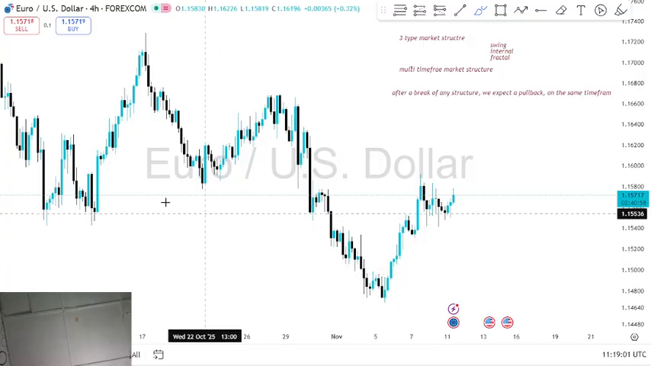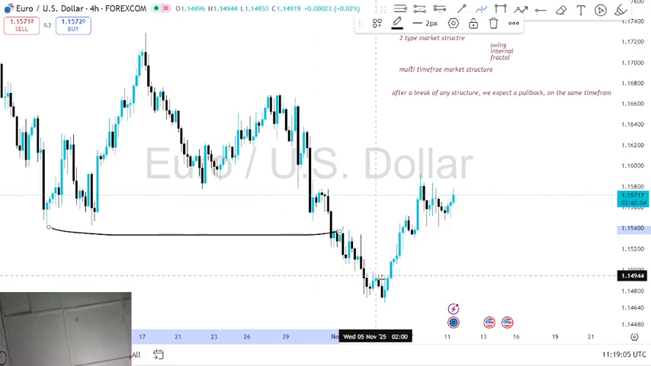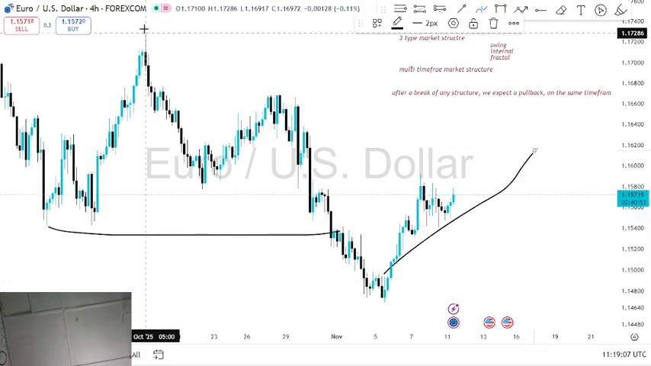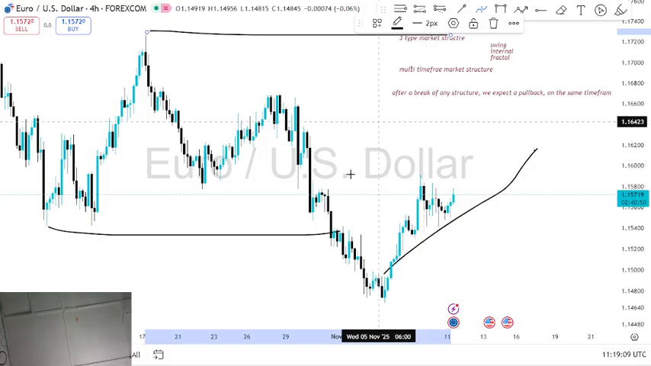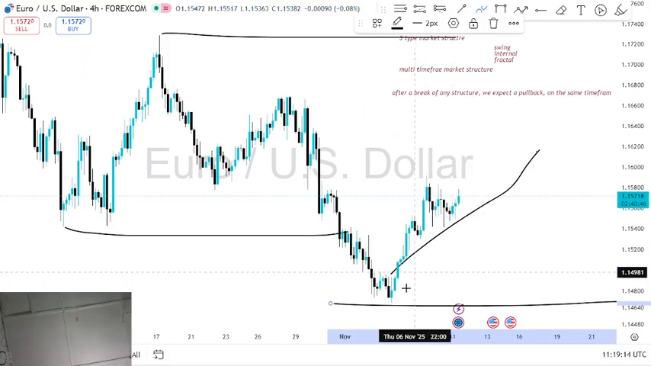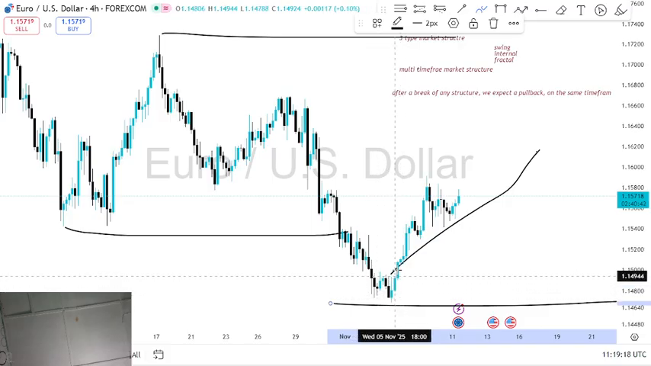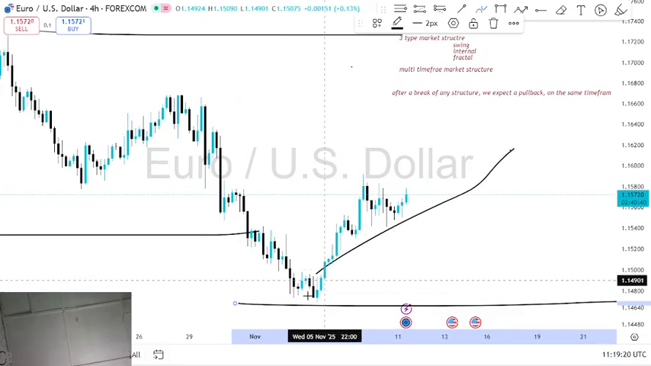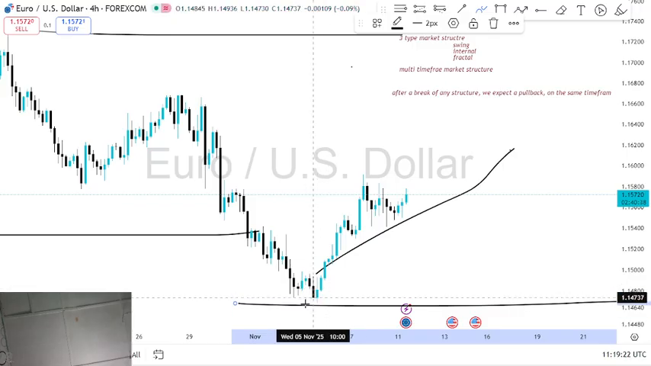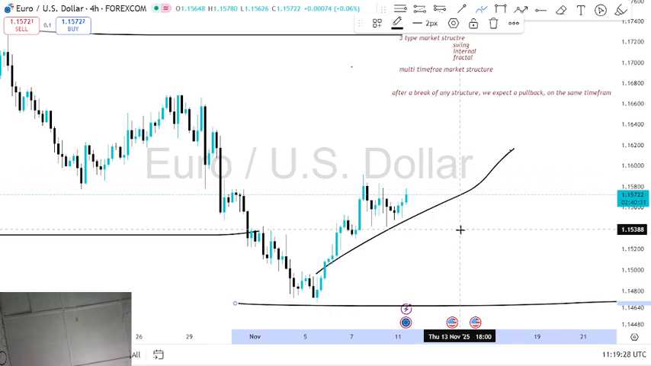So after a break of this swing structure, we are expecting a swing pullback into this swing range here. Then here will be our swing weak structure. Why is here a weak structure? Somewhere it will sound like a question. If here is a weak structure, why are we buying? Because we have a trade here. Let me show you.